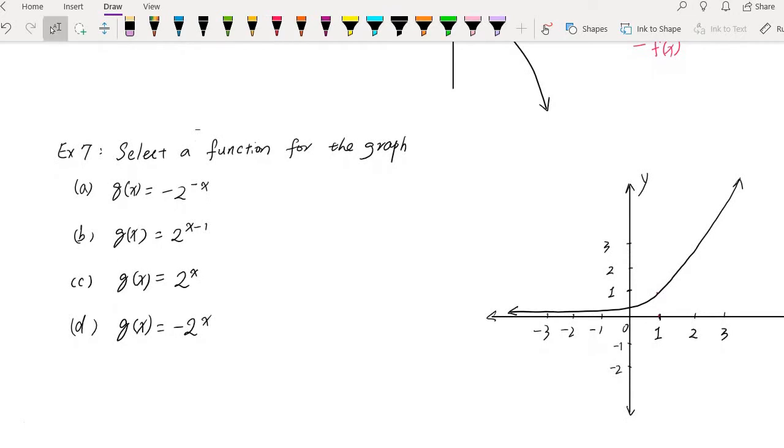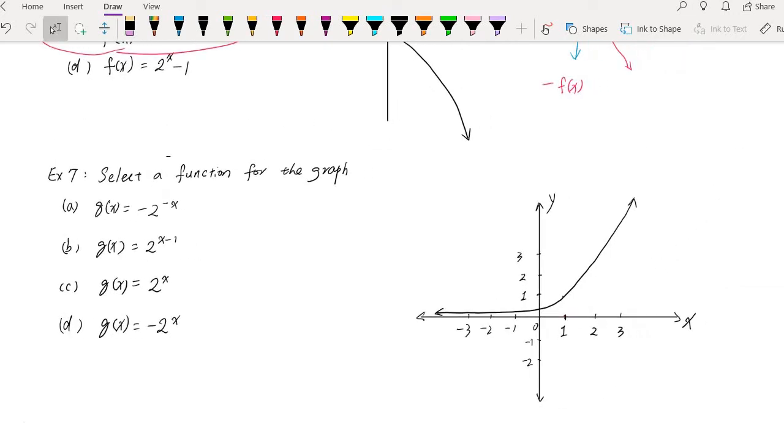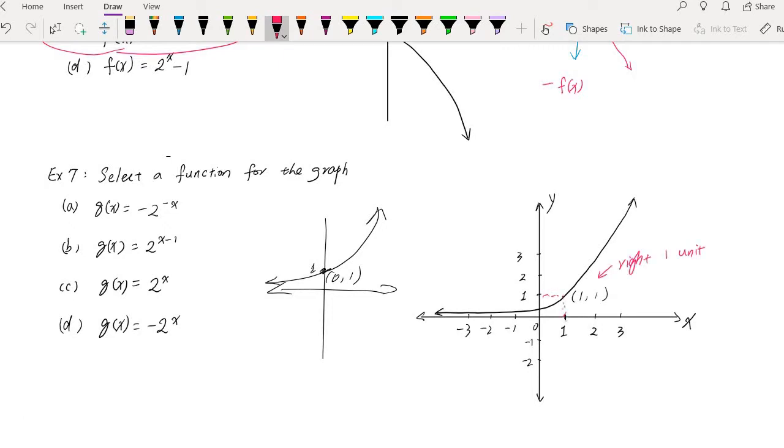Alright, then look at example 7. Here we have select a function for the graph again. This is our original graph. Because the 2 is greater than 1, we know this graph should look something like this, and the path is 0 and 1. This is my basic graph. Now it's not passing this 1 anymore; in fact, we're passing this 1, 1 right here. I no longer pass this, and everything else stays the same. All I have to think is that I actually moved this to the right side, 1 unit. The only one here is actually B.